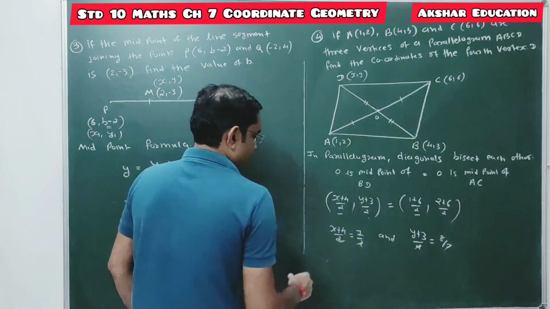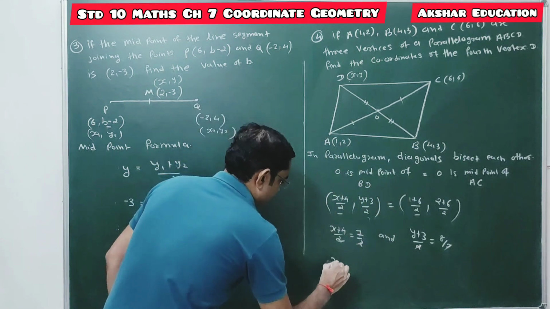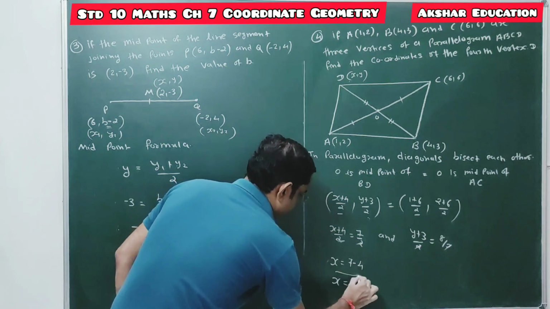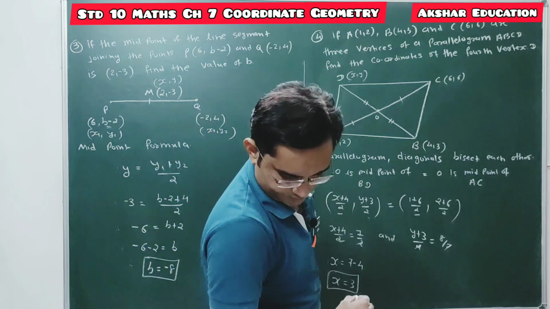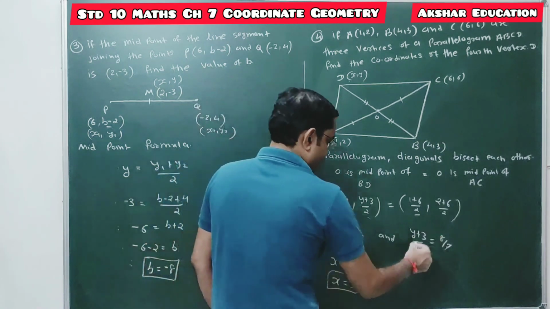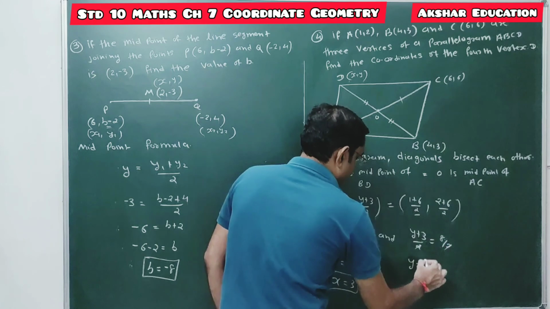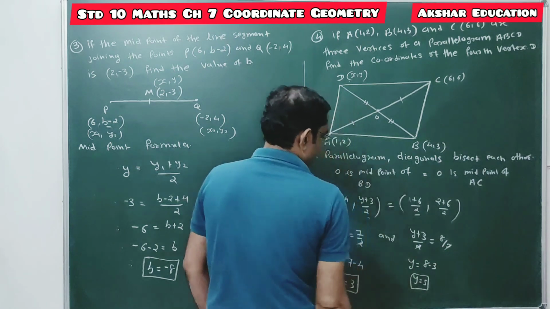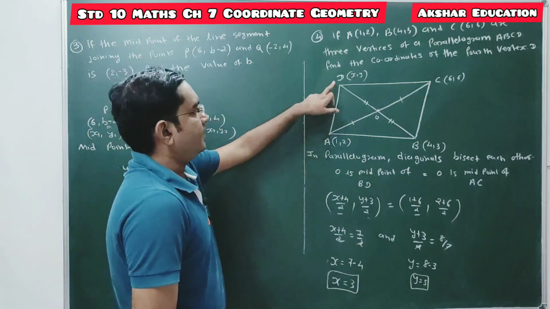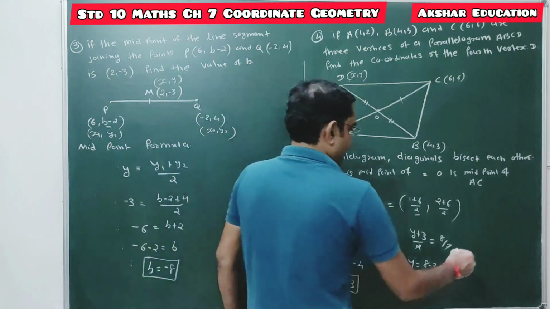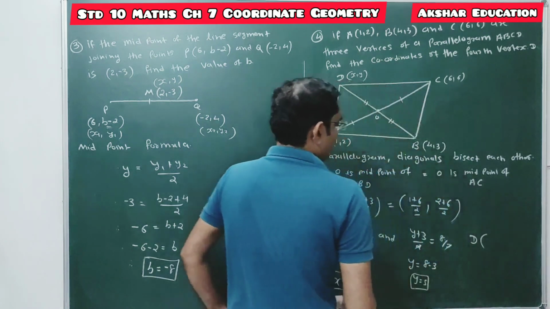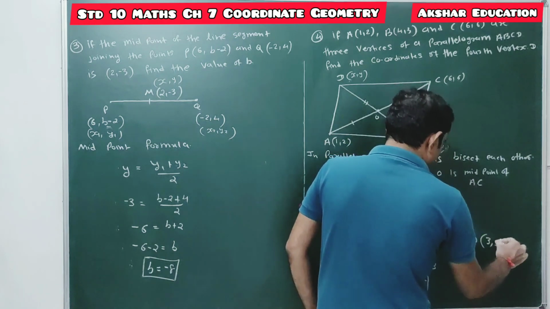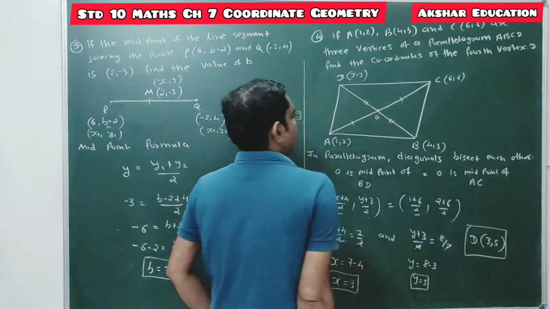This 2 will be cut. So here x plus 4 equal to 7. So x equal to 7 minus 4. So x coordinate is 3. And y coordinate, y equal to 8 minus 3. So y coordinate is 5. So you have to find the coordinates of point D, the fourth vertex, and they are x, y. So the coordinates of point D are: x coordinate is 3 and y coordinate is 5. So D (3, 5) is the answer.